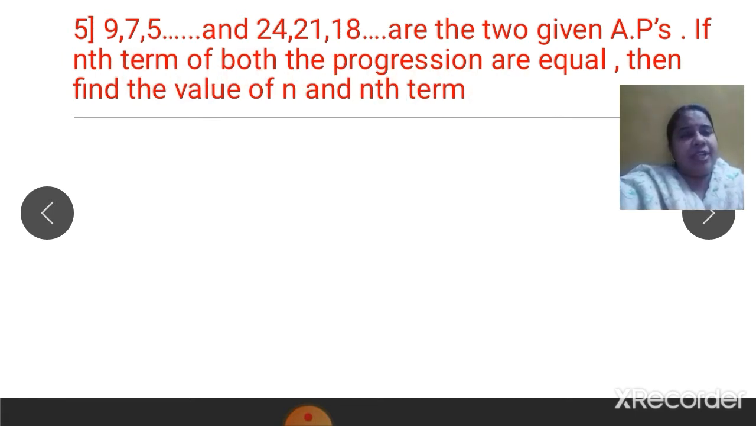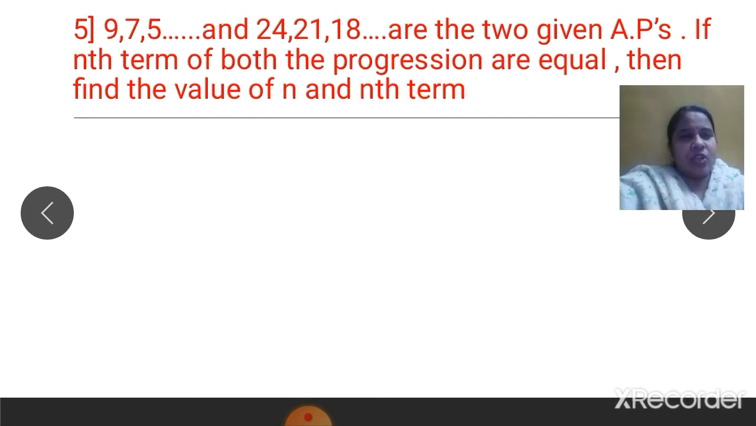Now what is the meaning of nth term? Nth term means in this AP, if I find the Tn, and in the second AP also if I find the Tn, they are called the nth terms of these APs. What is given? They are equal. So Tn of this and Tn of this, the nth terms, are to be equated because it is given that they are equal. This is the condition that is given, that the nth terms of these two APs are equal. Then what are we supposed to find out? We are supposed to find out the value of n and the nth term.